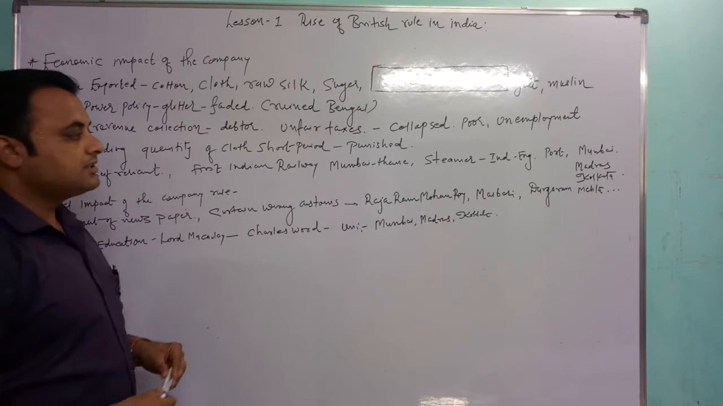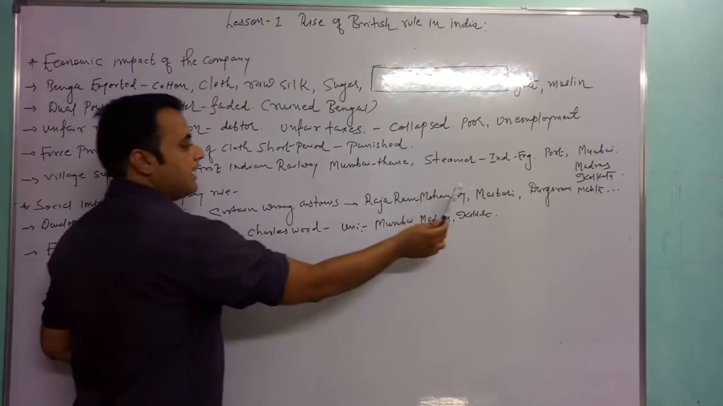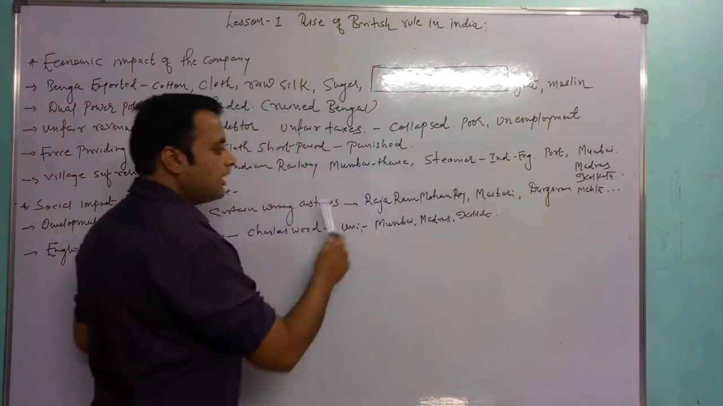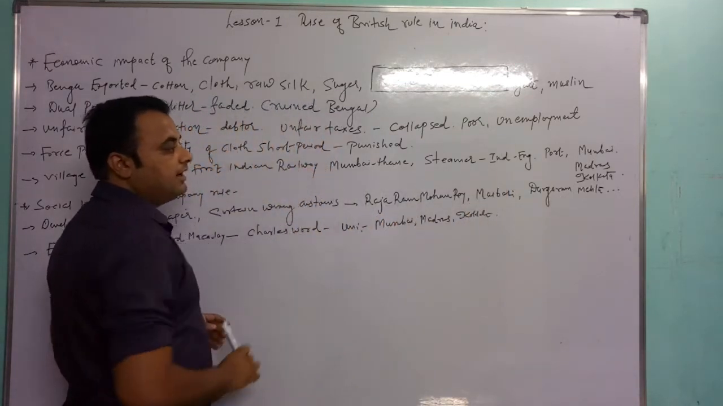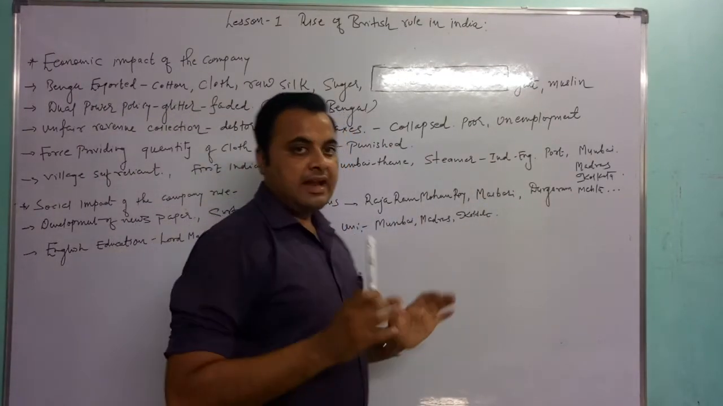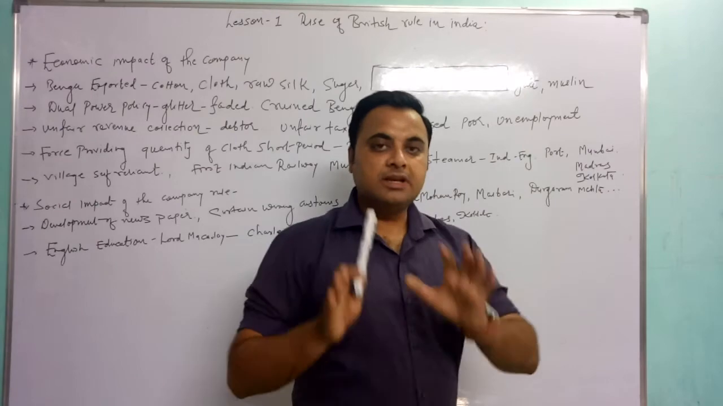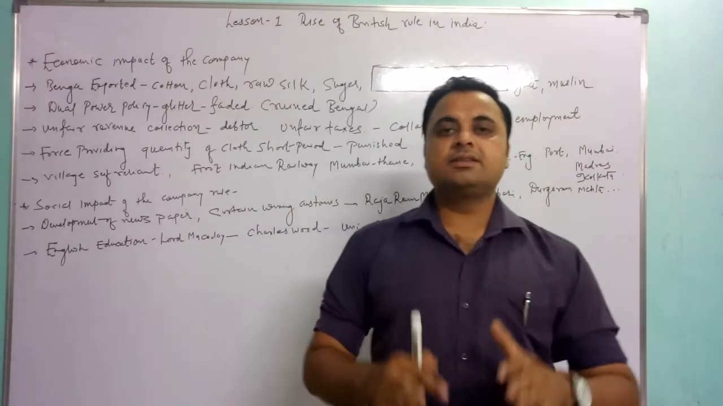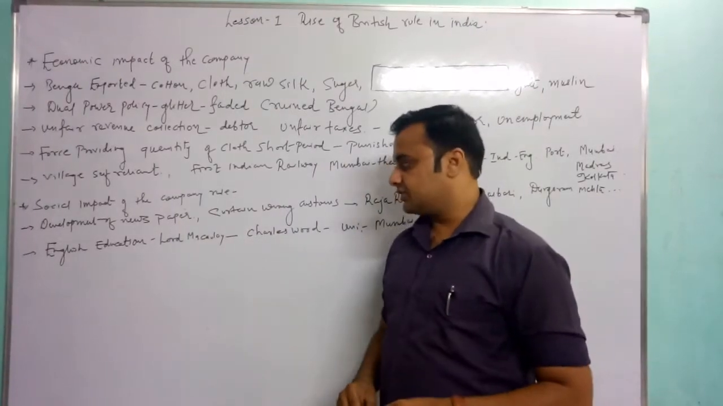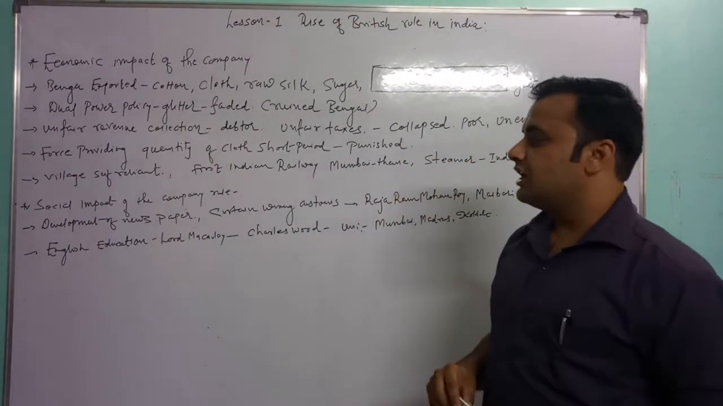We have studied in the 8th standard Raja Ram Mohan Roy, Behramji Malabari, Durgaram Mehta. These are all reformers of our country, and because of their effort and the help of some liberal Britishers, these customs and wrong evils were banned by the Britishers. So this is the social impact.